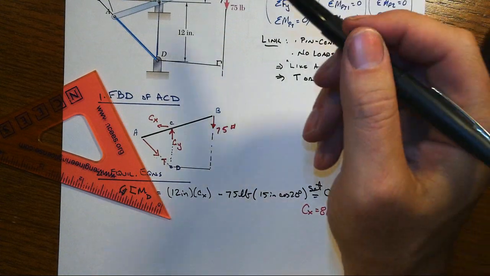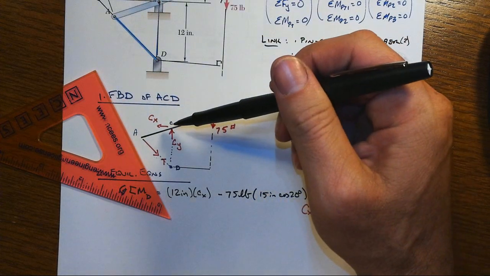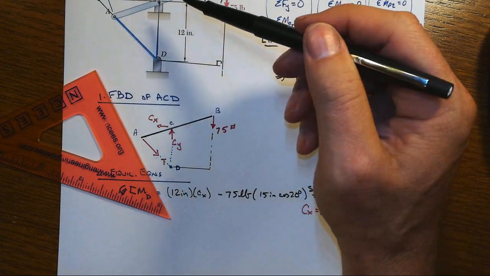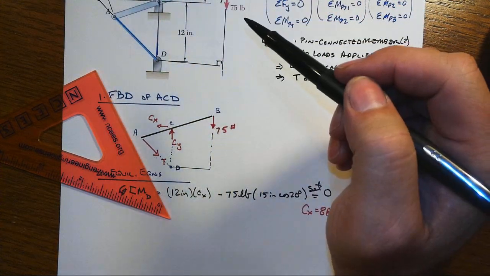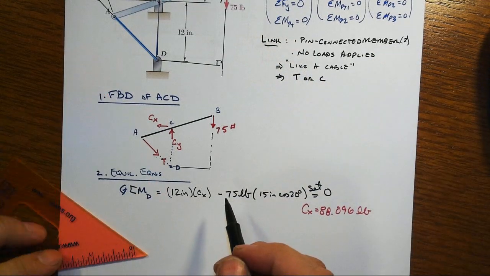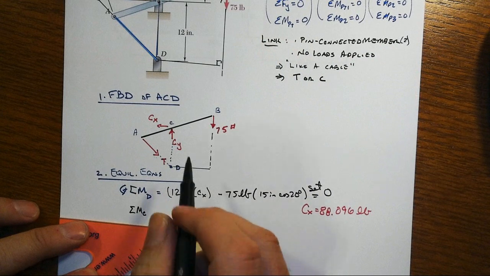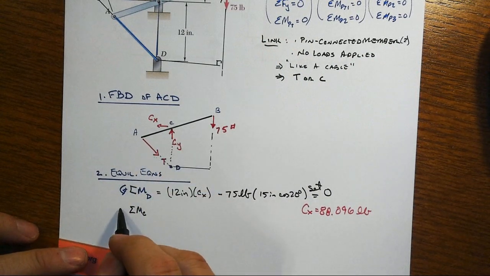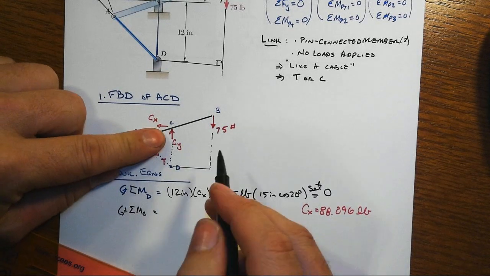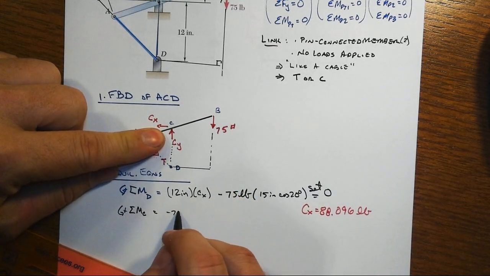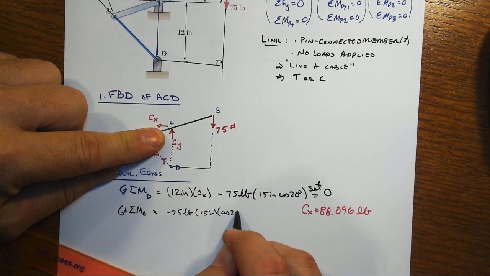Alright, so what if we were to sum moments... See, I'd really like not to use Cx, because what if we made a mistake? Well, you know, we could just sum moments about point C. Hey, let's do that. Let's sum moments about point C. We'll get rid of both Cx and Cy. I'm going to take positive clockwise or counterclockwise again, and we'll have minus 75 pounds times 15 inches times cosine 20 degrees again.